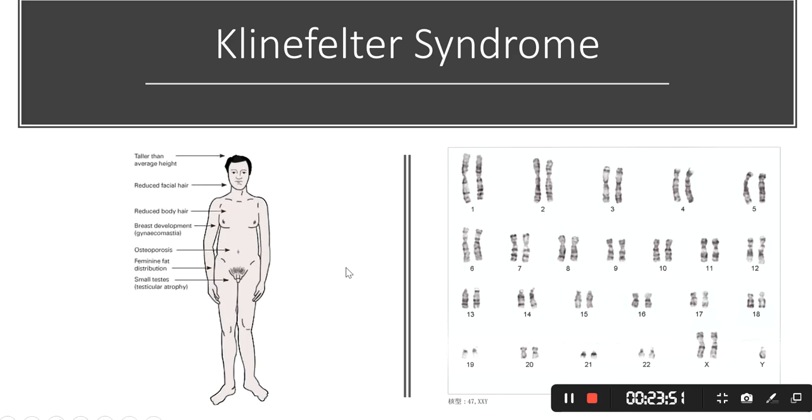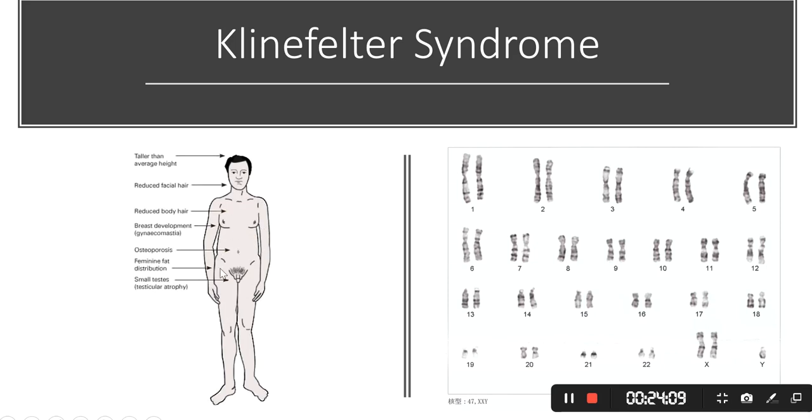What are the features of the individual? The person will be taller. There will be less hair on the face, less hair on the body. The person, because of 2X chromosomes, is going to develop some female characteristics like breast development, and there will be female type of fat distribution.